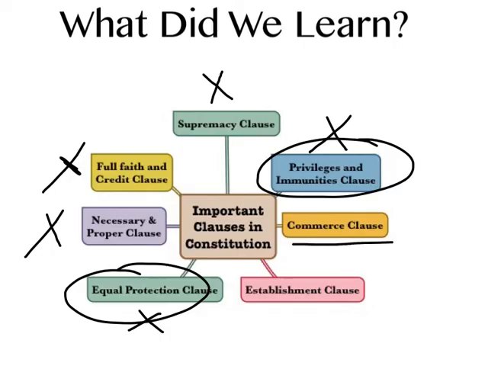We learned about the Commerce Clause, and that gives Congress and the national government generally a lot of authority to regulate the economy, such as making currency and coining money, things of that nature. And we also learned about the Establishment Clause, that we have freedom from and freedom of religion.